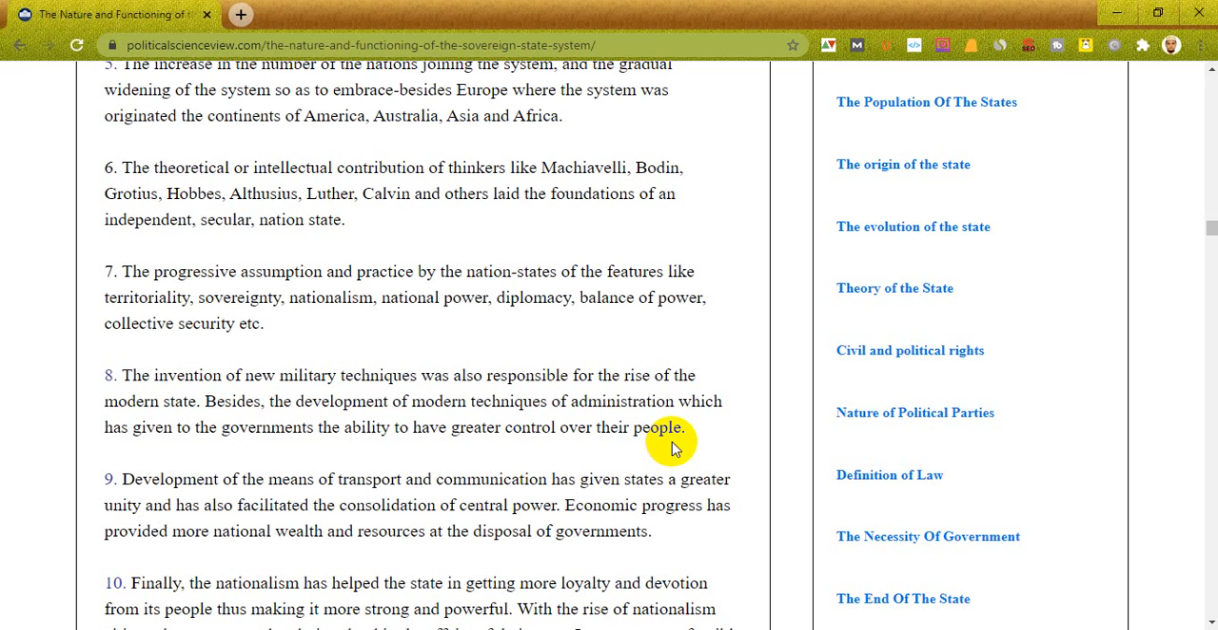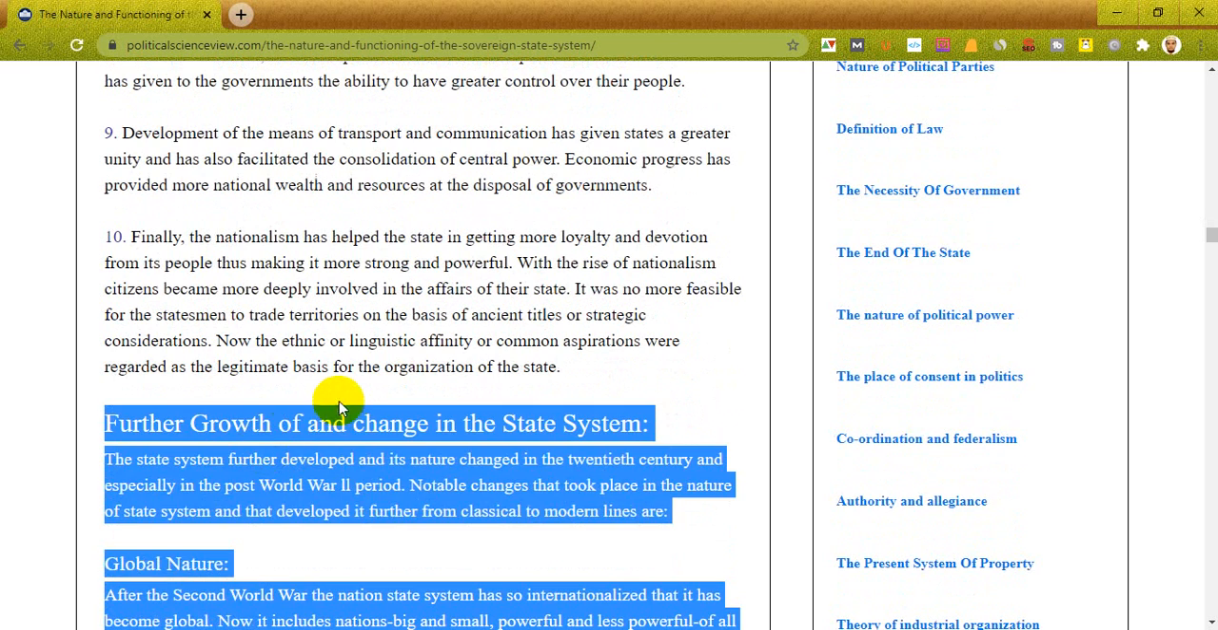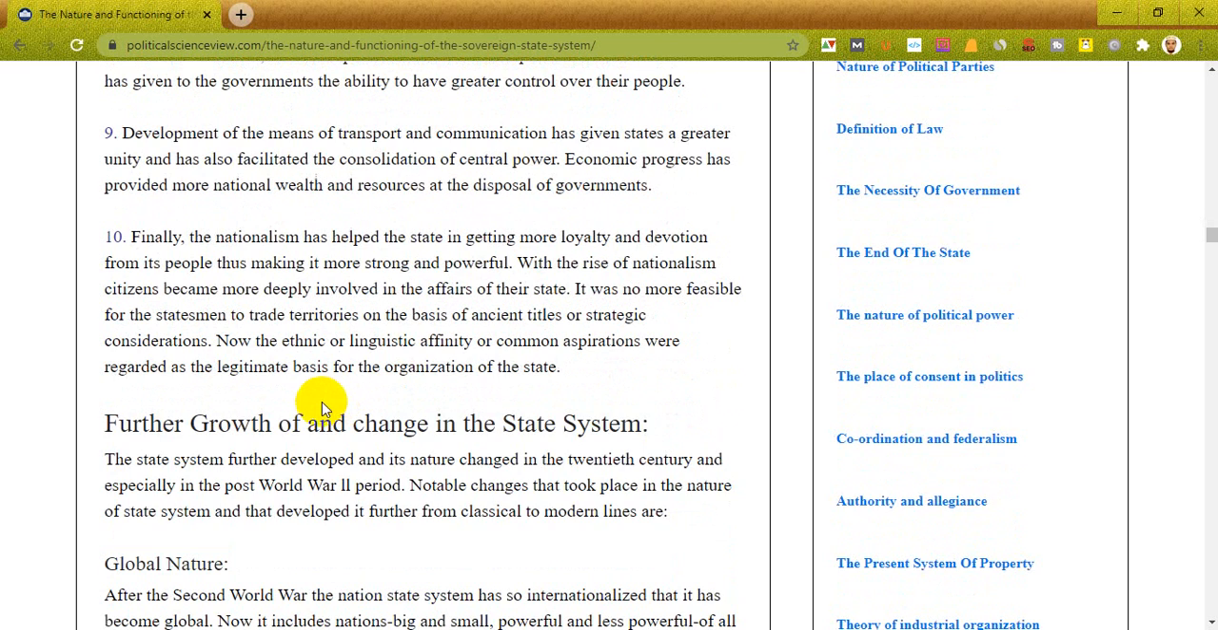Economic progress has provided more national wealth and resources at the disposal of governments. 10. Finally, nationalism has helped the state in getting more loyalty and devotion from its people, thus making it more strong and powerful. With the rise of nationalism, citizens became more deeply involved in the affairs of their state. It was no more feasible for the statesman to trade territories on the basis of ancient titles or strategic considerations. Now the ethnic or linguistic affinity or common aspirations were regarded as the legitimate basis for the organization of the state.